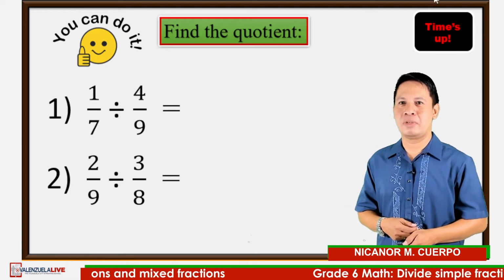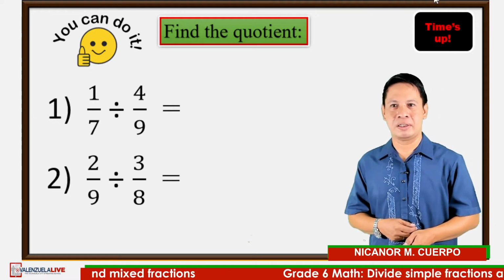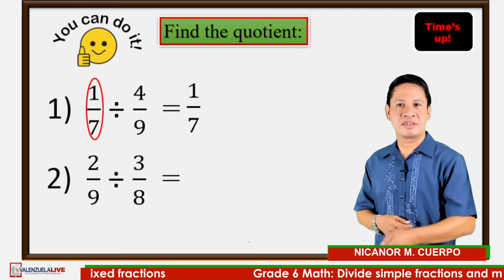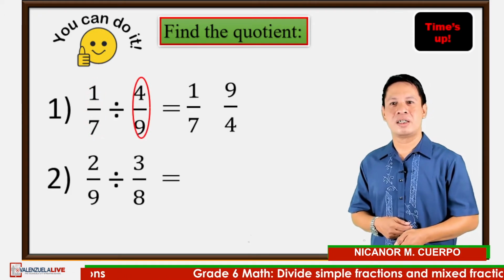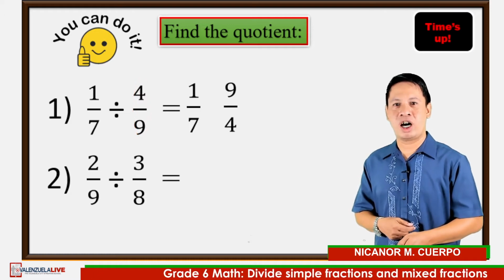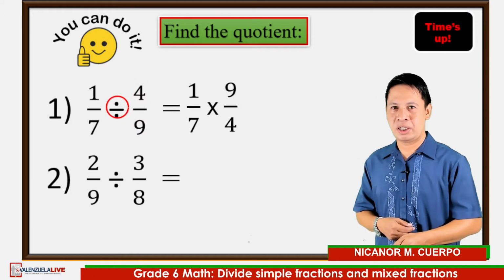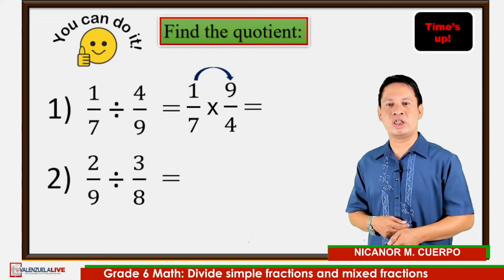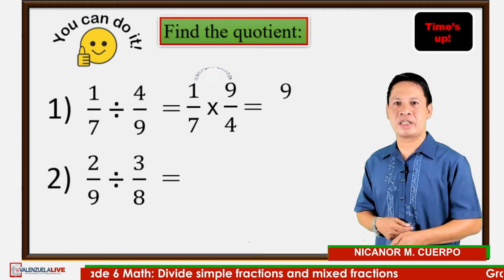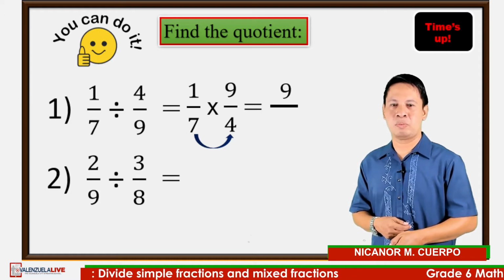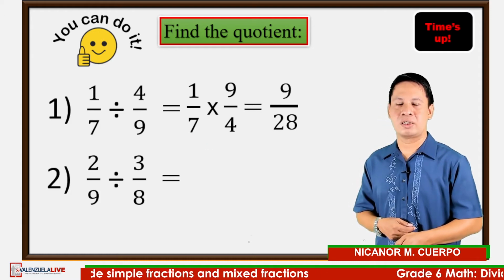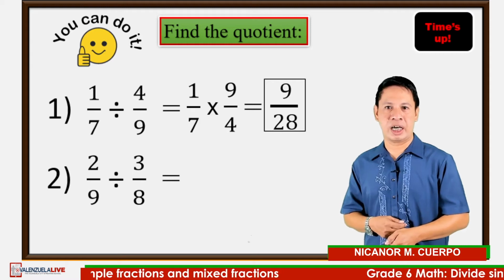Okay, time's up. It's time to check your answer. Copy the dividend. Get the reciprocal of the divisor. Change the operation sign. Multiply the numerators. 1 times 9 will give you 9. And multiply the denominators. 7 times 4 will give you 28. So our answer is 9 over 28.